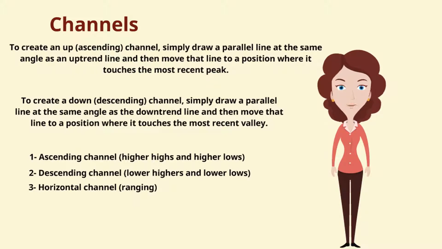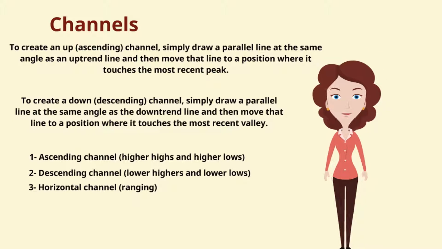Channels. To create an ascending channel, simply draw a parallel line at the same angle as an uptrend line and then move that line to a position where it touches the most recent peak. To create a descending channel, simply draw a parallel line at the same angle as the downtrend line and then move that line to a position where it touches the most recent valley. First is ascending channel, higher highs and higher lows. Second is descending channel, lower highs and lower lows. And third is horizontal channel, ranging.